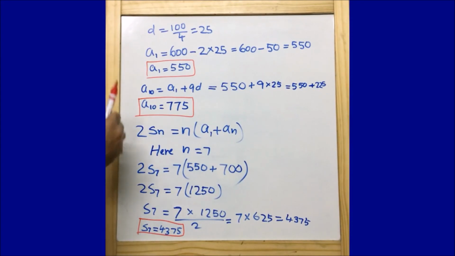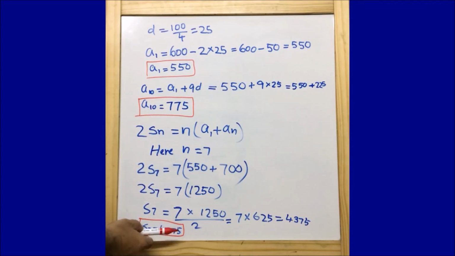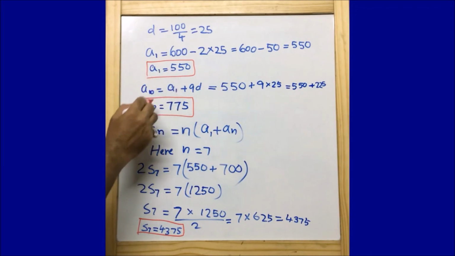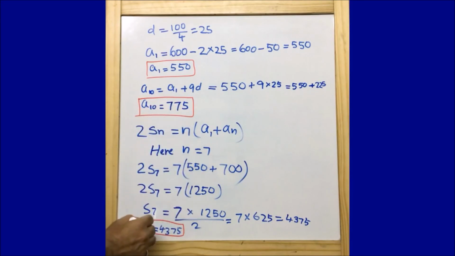We got the value of S7 because they asked us to find out the value of production till the 7th year. So these are the things, as per the question, we found out: a1 is 550, a10 is equal to 775, and S7 is equal to 4375. I believe you understood this calculation. This question is a little bit tricky, but if we move in a particular direction, then definitely we can solve this question.